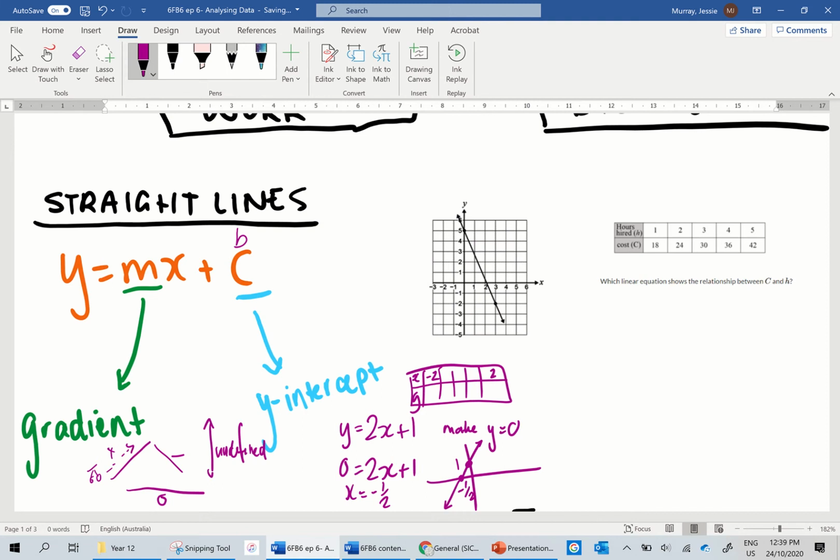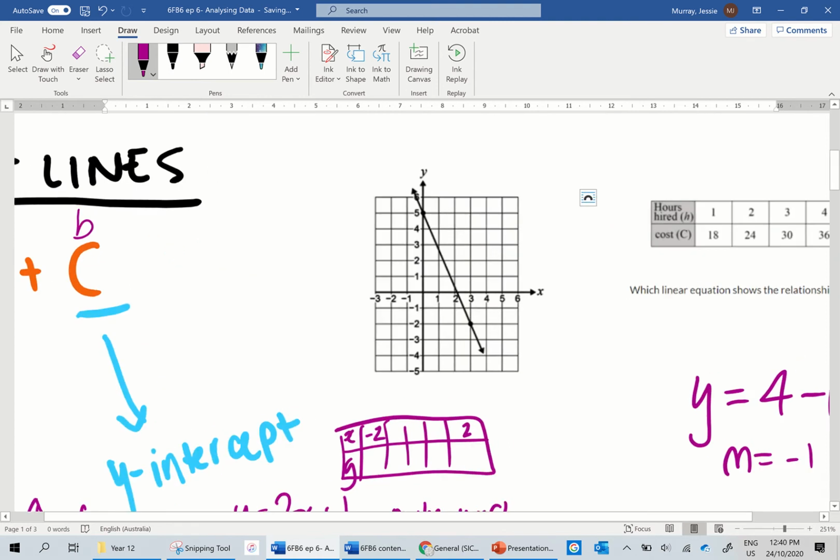You can find the gradient in many ways. If I said to you, what is the gradient of this line? That's finding the gradient. Hopefully you'll say m equals negative 1 because remember it's always the coefficient of x and it's negative 1. Another way they can ask you is if they give you a picture.